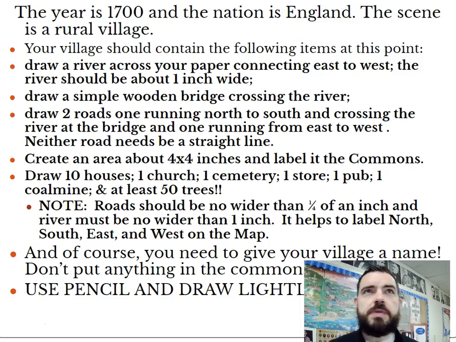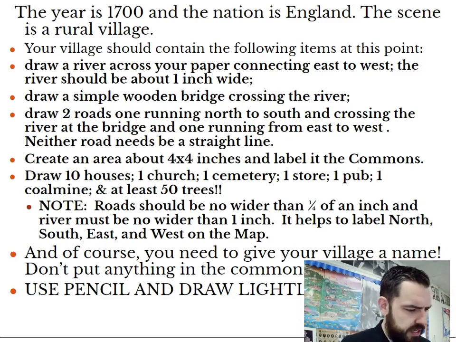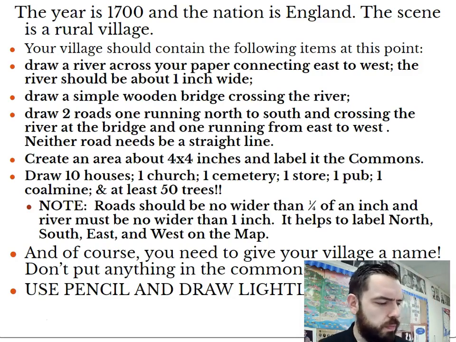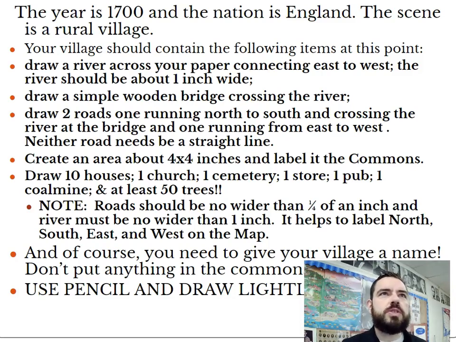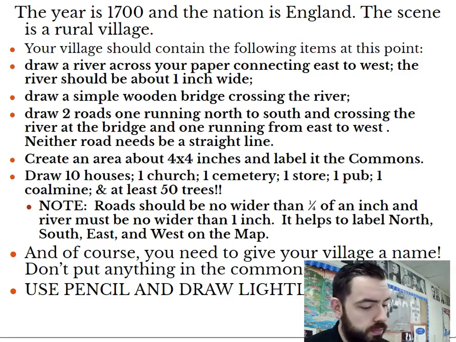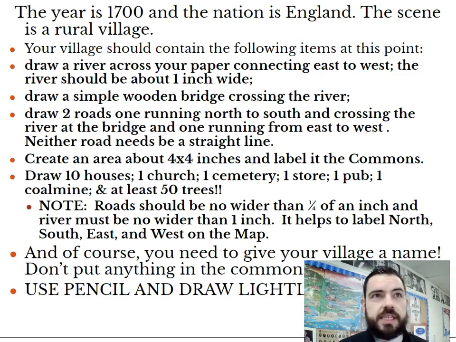First of all, there needs to be a river across your paper connecting east to west, and the river should be about an inch wide. An inch wide is probably on your key. It's probably about as wide as your factory. That's how wide your river should be, and it should be connecting east to west, so going across the long way of your paper. On this river, there's a simple wooden bridge. The wooden bridge is on your key also. It looks like a small little tube with triangles in it.